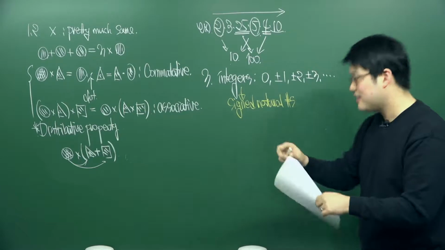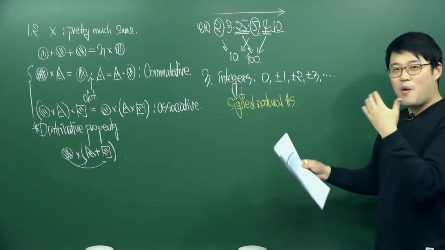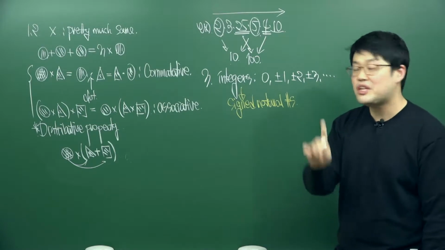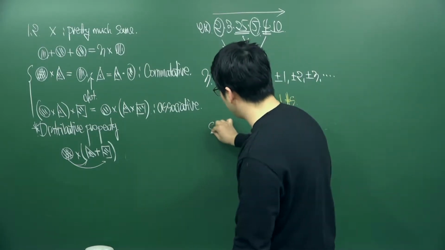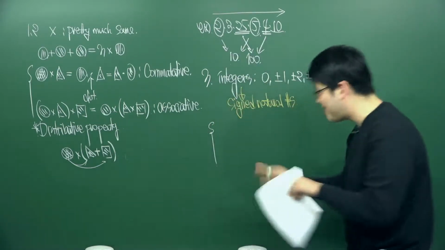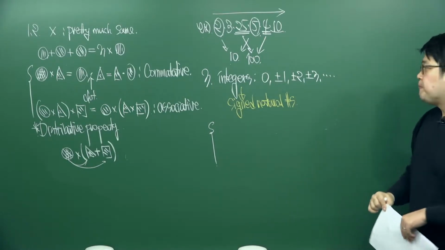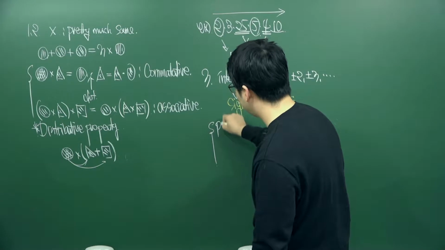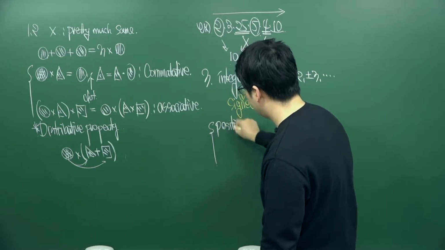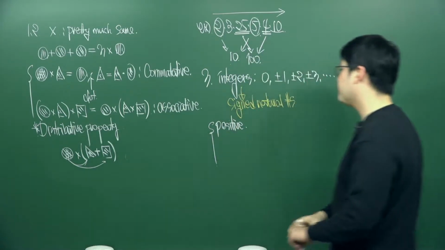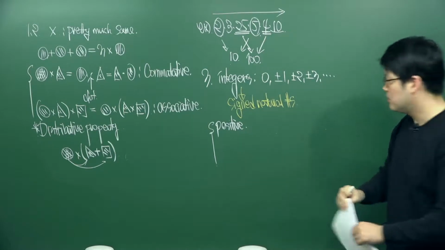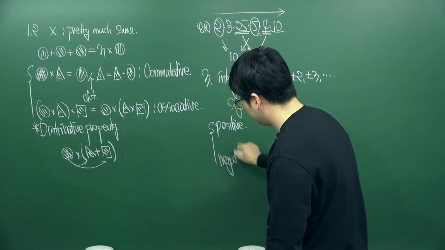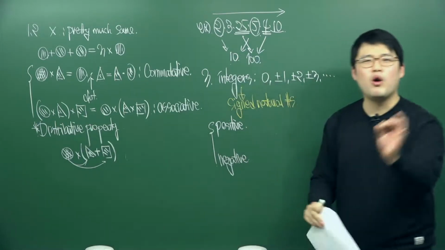However, if you look at this, non-negatives. What is non-negatives? We need to distinguish integers into three parts. I want you to write this down, okay? We can have a positive integer, or we can have a negative integer. And also, what about zero?